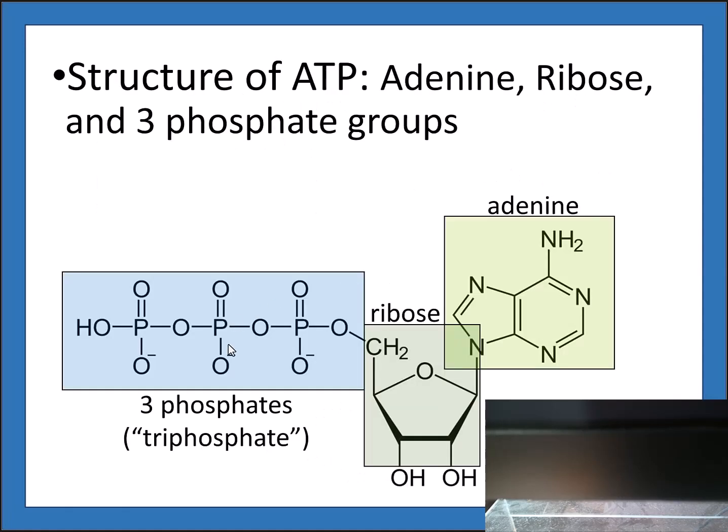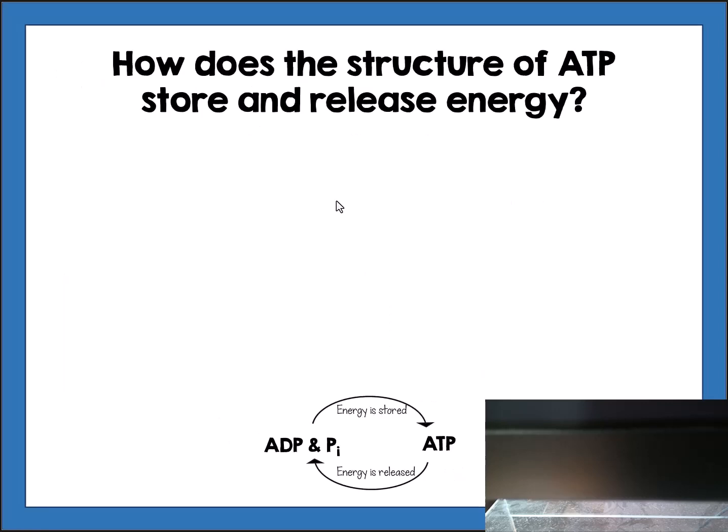So bonds right here in between the second and third phosphate groups, the third one being on the end, these bonds are what are going to store and release energy for the cell. So when that bond is broken, energy is released. When the bond is formed, energy is stored.